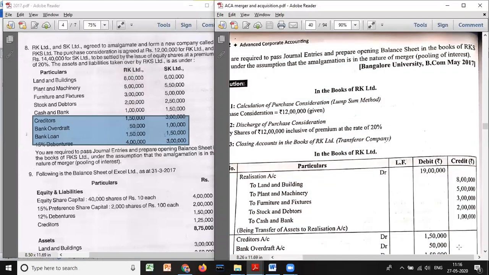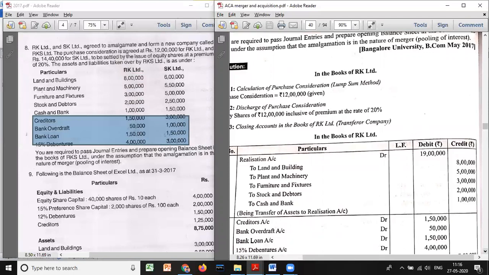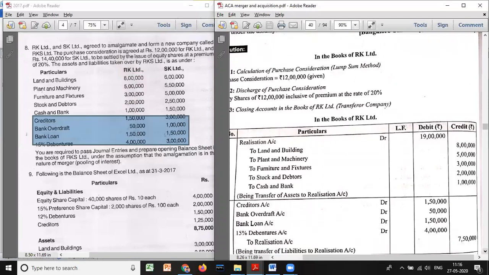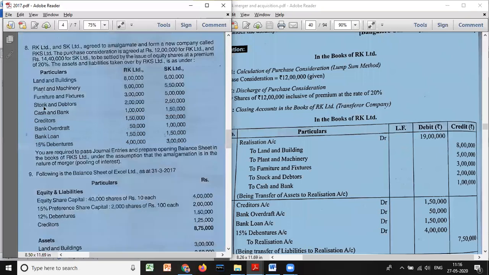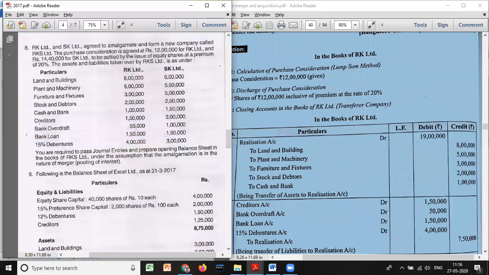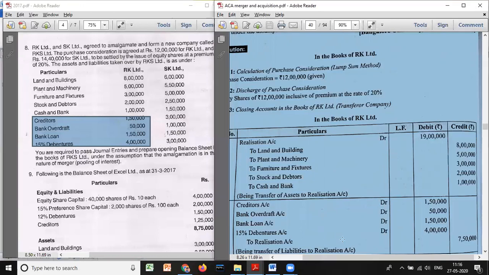Now look here. We have creditors account 1 lakh 50. Only look at RK Limited, don't look at SK, we'll discuss that later. So creditors 1 lakh 50,000, bank overdraft 50,000, bank loan 1 lakh 50,000, and 15% debenture 4 lakh. So if you total, you will get 7 lakh 50,000, being transfer of liabilities to realization account. This journal entry is standard.